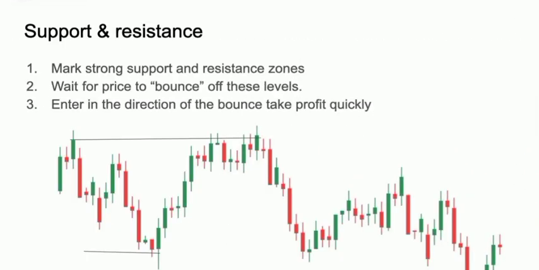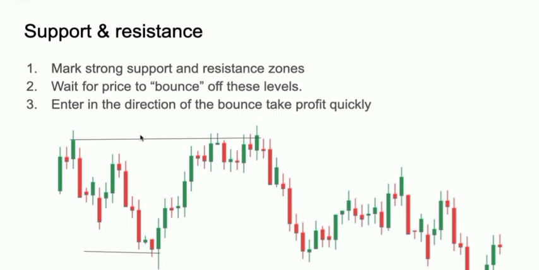One of the best strategies that is very good for scalping is support and resistance. The first thing you need to do is to mark your strong support and resistance zones. Number two, you wait for price to bounce off these levels. And number three, you enter in the direction of the bounce and take profit quickly. Now this is a resistance, as you can see. You put a line and wait for the market to tap on it. Once the market taps on it, you enter, and if it breaks it, then you cannot enter the trade again.